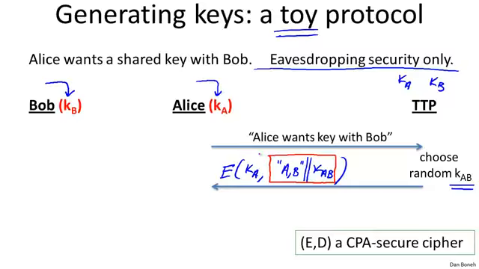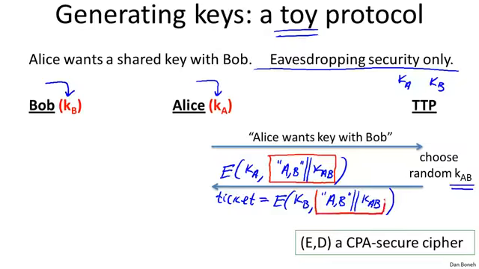The other part of the message that the TTP sends to Alice is what's called a ticket. And this ticket is basically a message that's encrypted for Bob. So in other words, the ticket is going to be an encryption under the key KB of, again, the fact that this key is supposed to be used between Alice and Bob, and she concatenates to that the secret key KAB. So again, the message that's encrypted inside of the ticket is the fact that this key is to be used by Alice and Bob, and the secret key KAB is included in the ticket as well.